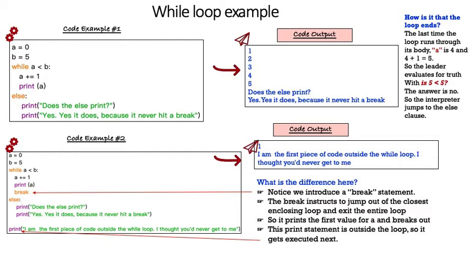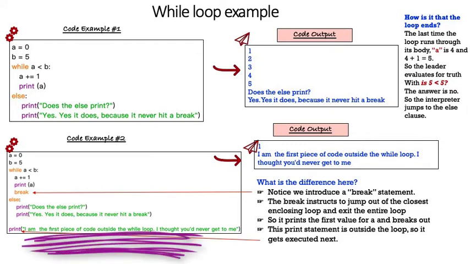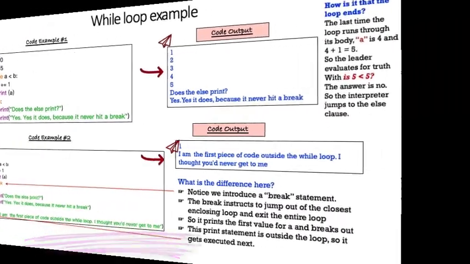So notice we introduced the break statement here. The break instructs to jump out of the closest enclosing loop and exit the loop entirely. So it prints the first value for A, and then it breaks out. And this print statement here is outside the loop, so it gets executed as the very next thing.